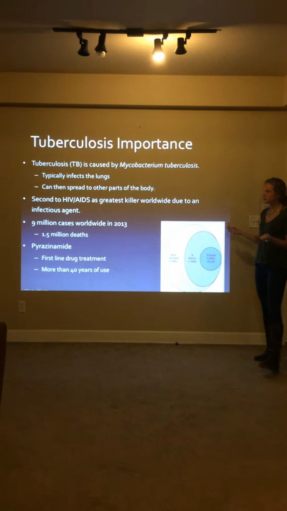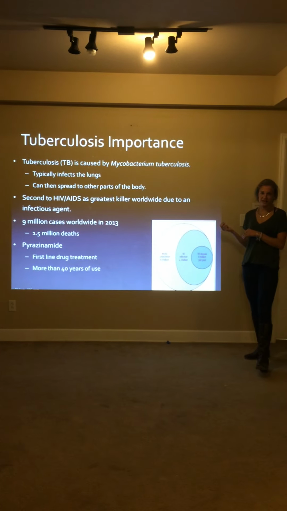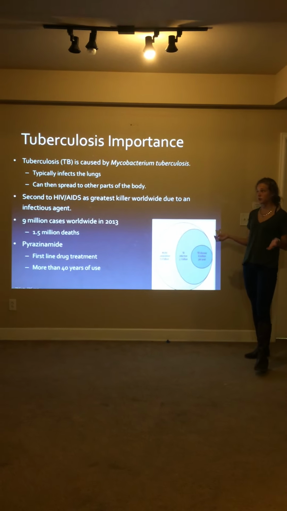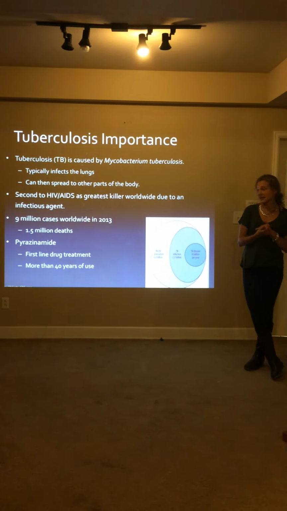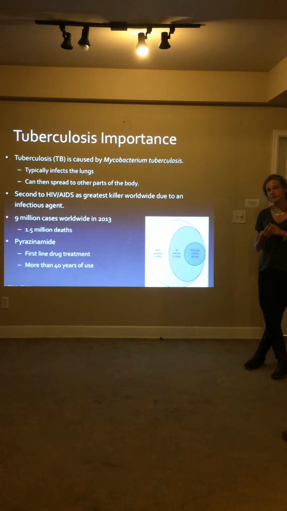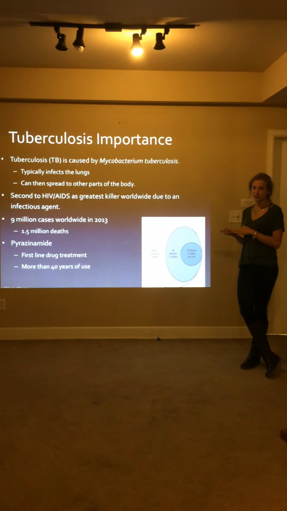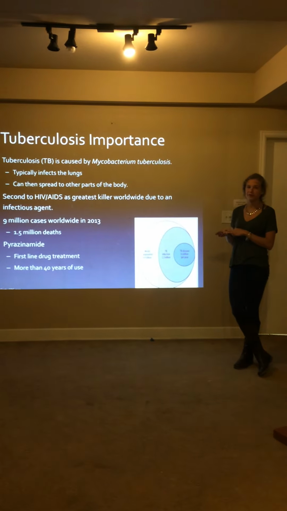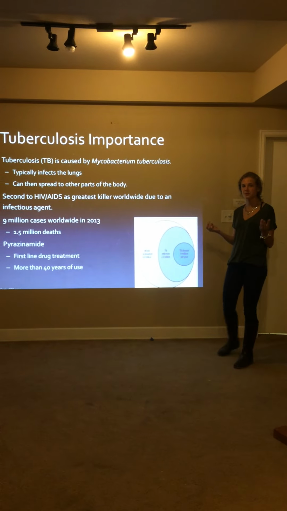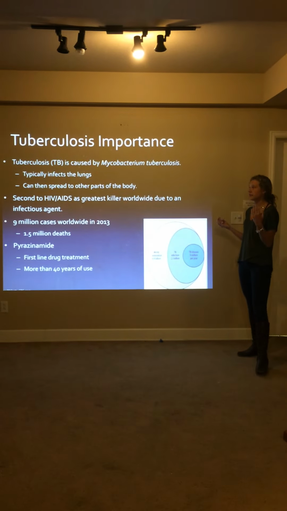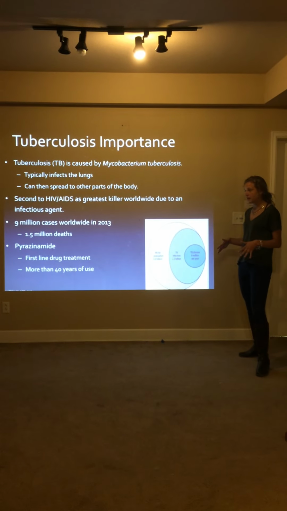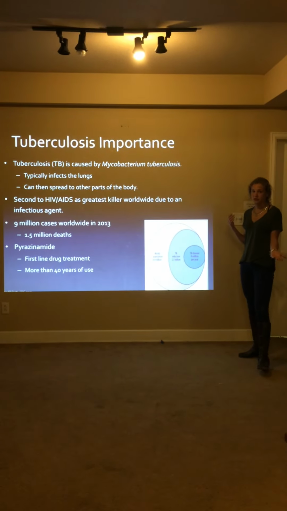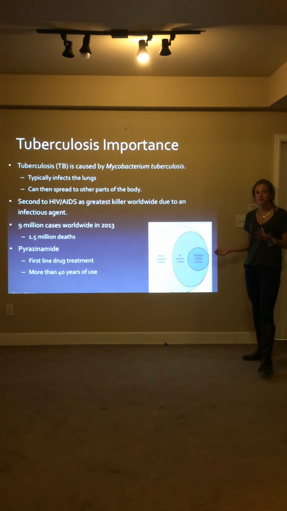So tuberculosis, though it may not seem very common in our society today, is actually a really prevalent disease worldwide. It's the second greatest killer, behind HIV and AIDS, due to an infectious agent, and there were 9 million cases worldwide in 2013, resulting in 1.5 million deaths. Tuberculosis is a bacteria that typically infects the lungs, but it can also spread to other parts of your body.